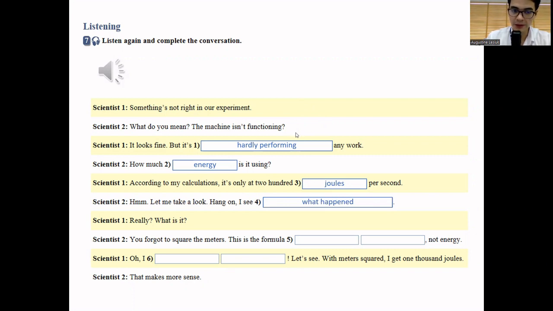What? Really? What is it? You forgot to square the meters. This is the formula for force, not energy. Oh, I calculated newtons. Let's see. With meters squared, I get 1,000 joules. That makes more sense.